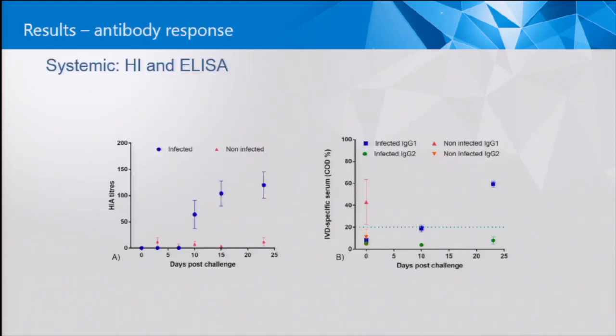Concerning the antibody response, using the HI assay, the hemagglutination inhibition assay, we started finding antibodies by day 10 post-challenge. Also, using a specific IDV ELISA detecting both IgG1 and IgG2 antibodies, we detected IgG1 by day 10, but no IgG2. We think that it might be due to the short length of our experiment.